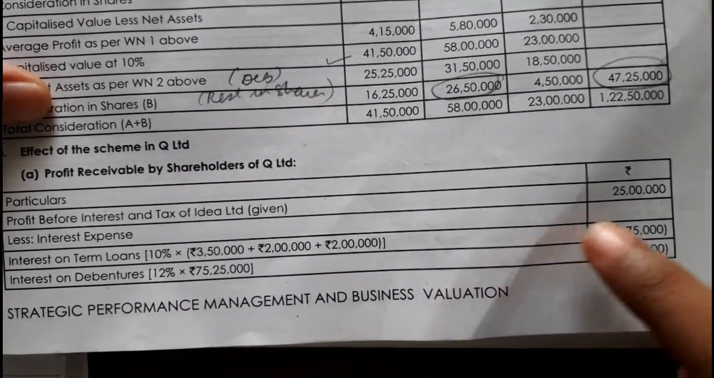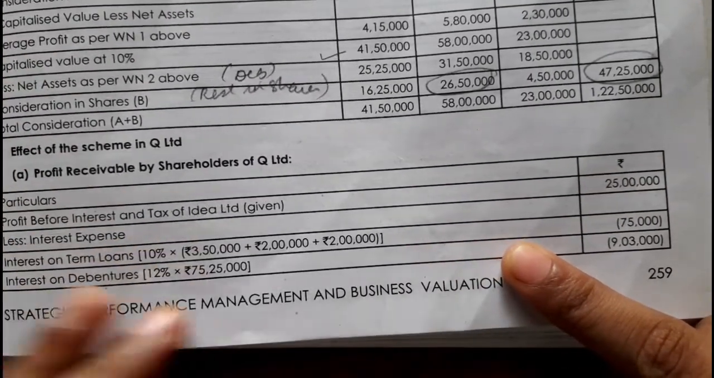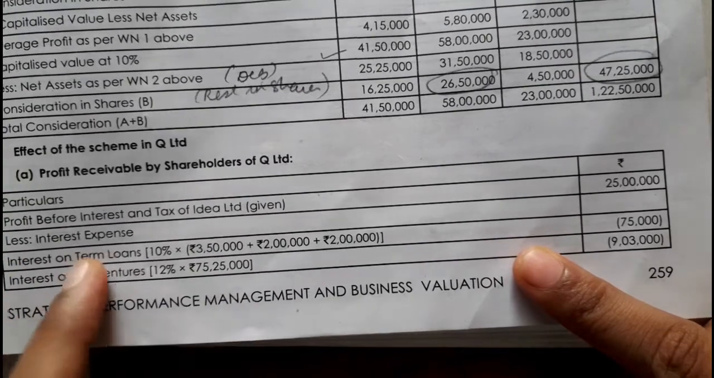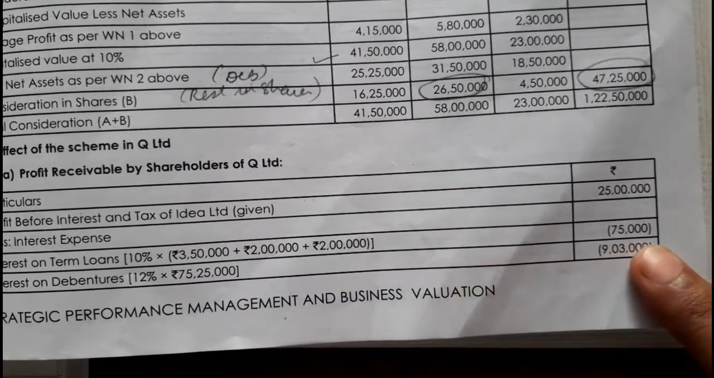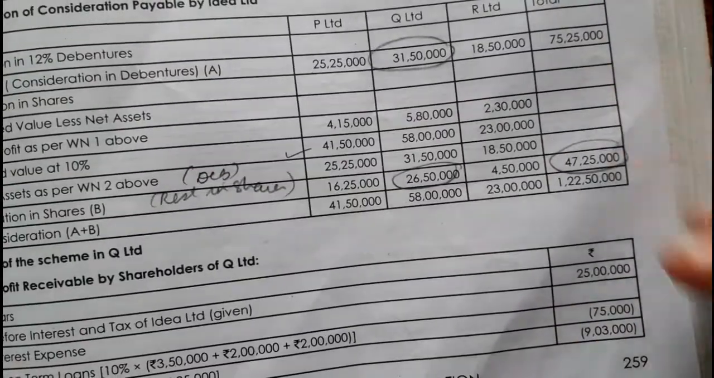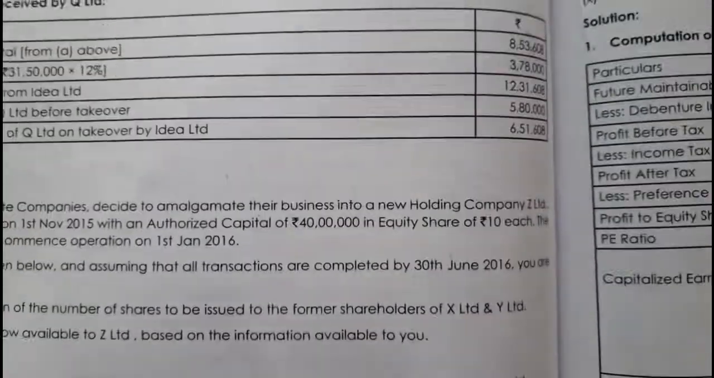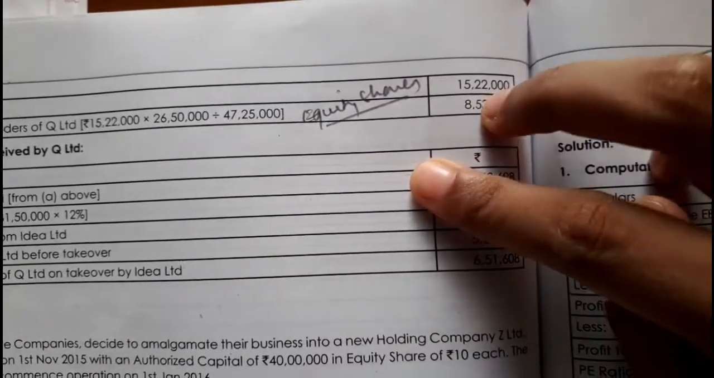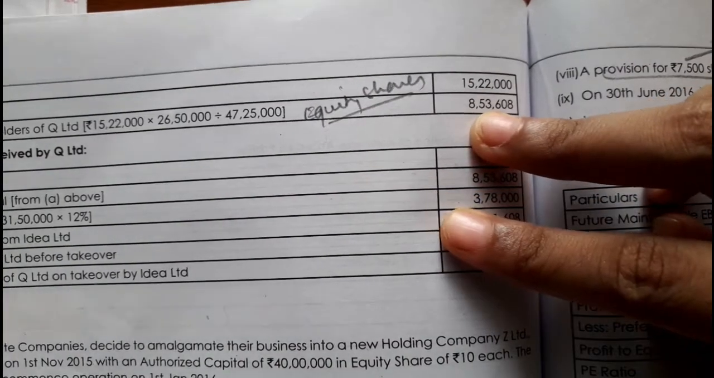Idea Limited is going to have some interest expense, because interest and tax of Idea Limited remain to be adjusted. So it will pay interest on all the 3 term loans, and later interest on debentures. The debentures are 75 lakh 25,000, so it has to pay interest on that amount also. After that, the profit after tax Idea Limited would have is 15 lakh 22,000. Now out of this we have to find only for Q Limited.